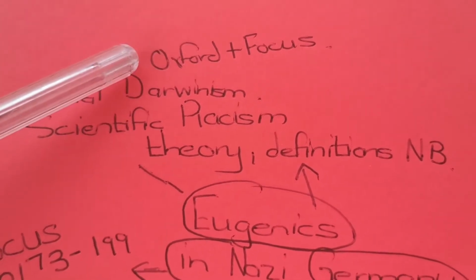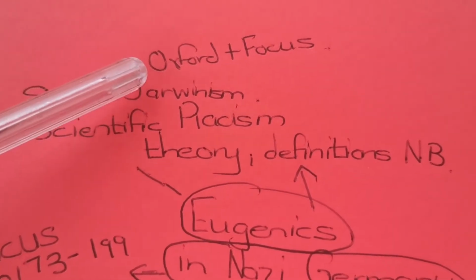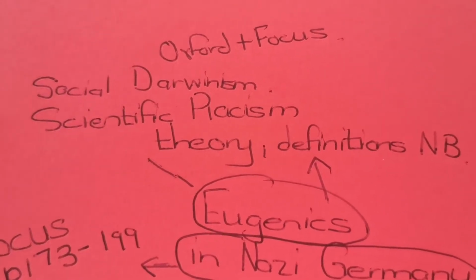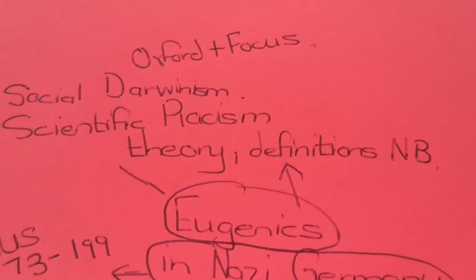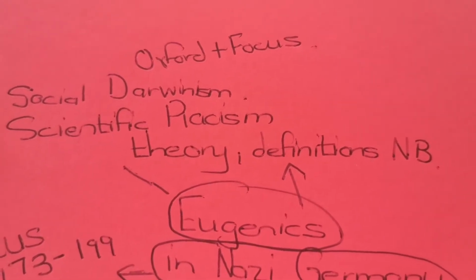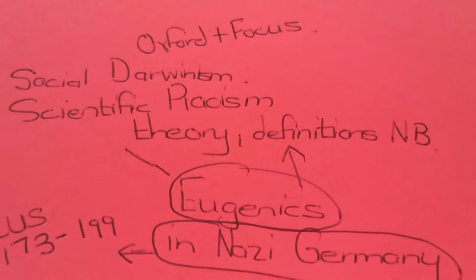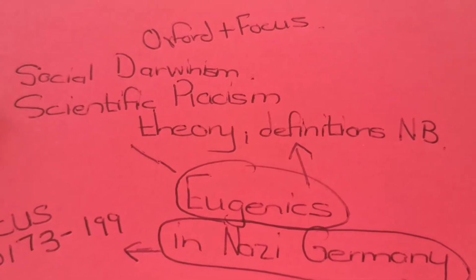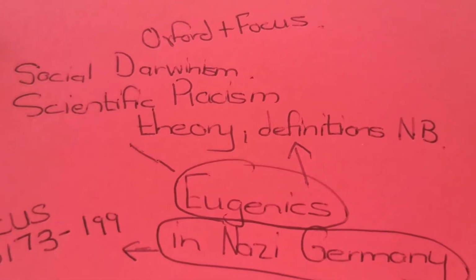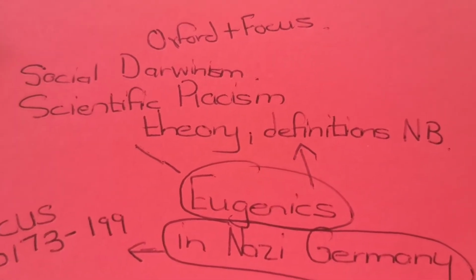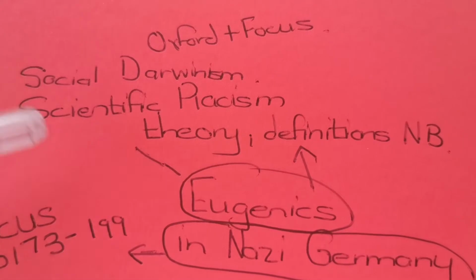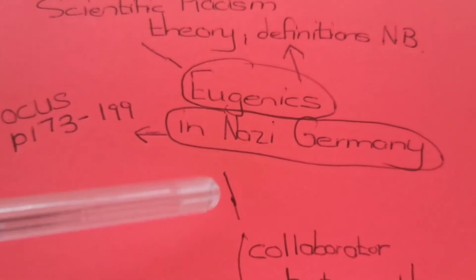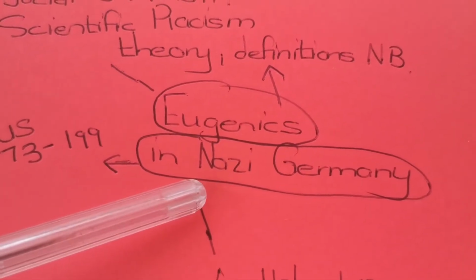So Oxford and Focus set that out for you. But you have to look for definitions like social Darwinism, scientific racism, the theory, the definitions. Remember, stuck in between your notes before eugenics in Nazi Germany is the story of Australia's social Darwinism. So go back, find the sections that explain what is social Darwinism, what is scientific racism, what is eugenics, and make sure you can define those concepts. Then we can turn our attention to Nazi Germany.